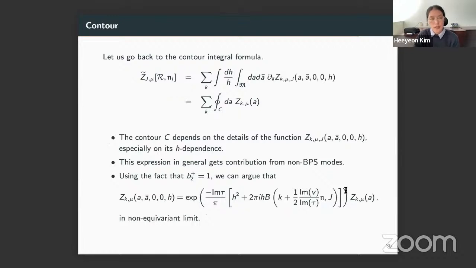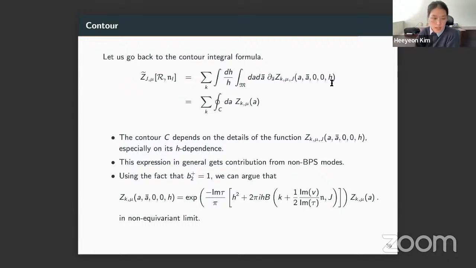So that's the integrand. And we can go back to the contour integral formula here, just to discuss the dependence of the choice of the contour on a metric. For example, this is the type of formula that we obtain from the supersymmetric localization. And from here, by evaluating this H integral, the auxiliary field integral, in a careful way, you obtain some contour that depends on the metric.